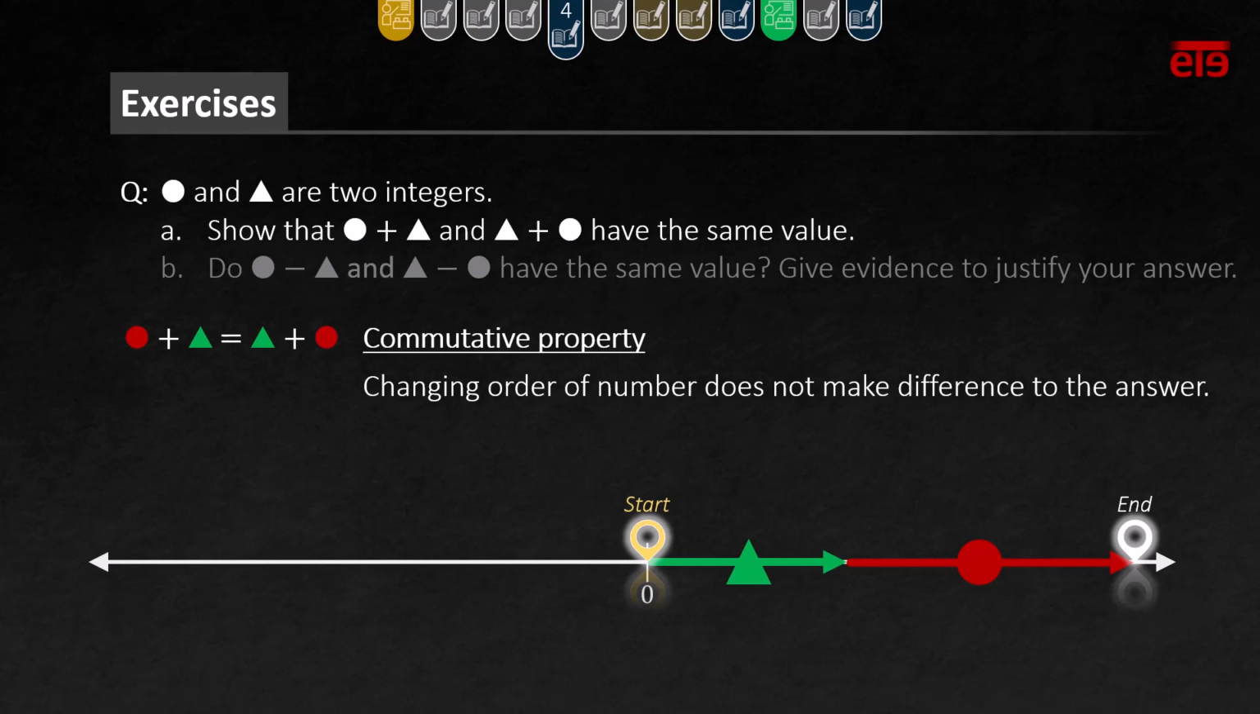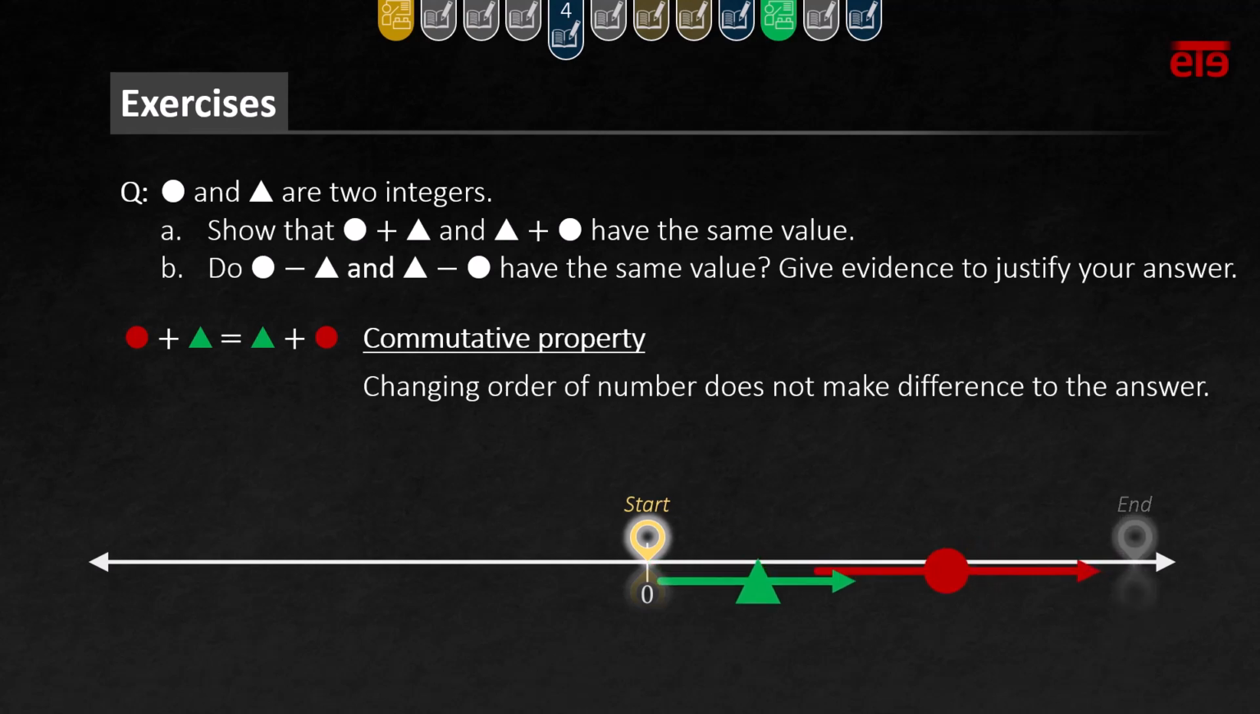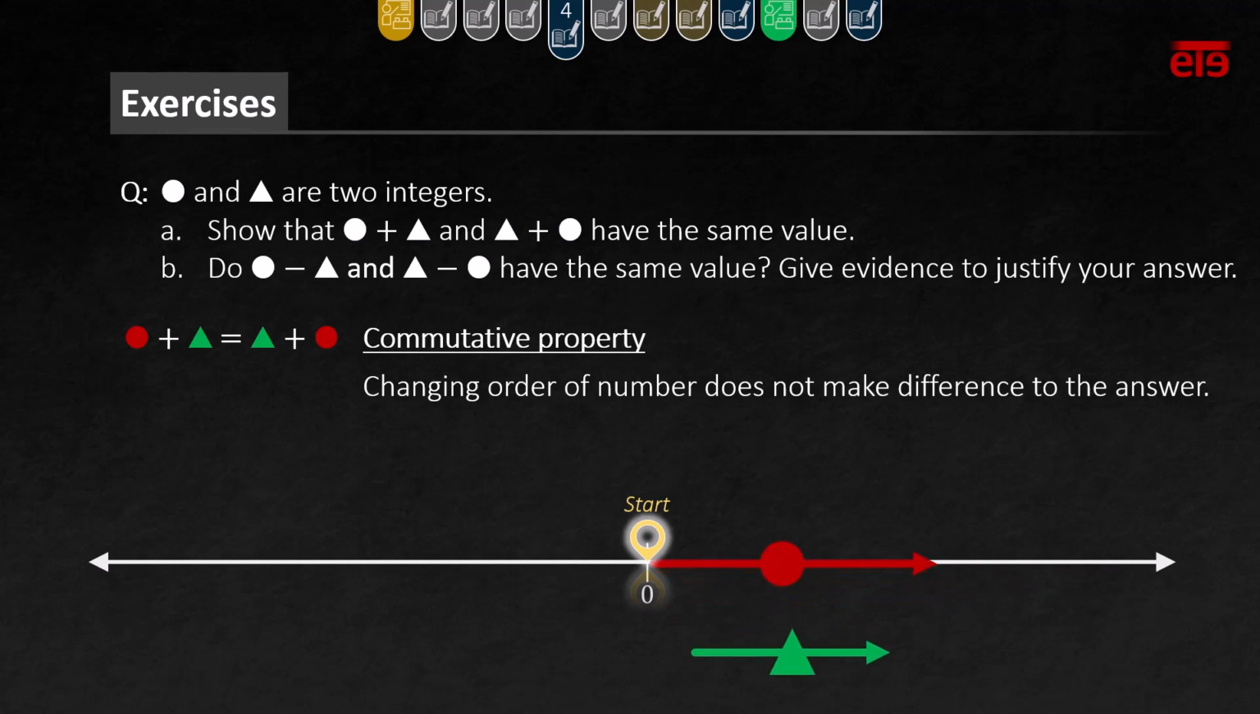The next part of the question is, do cycle minus triangle and triangle minus cycle have the same value? And give evidence to justify your answer. We can use the same method for subtraction. We start by putting the red arrow on the number line. In this case, we are subtracting the triangle, so we change the direction of the green arrow. This is the answer for cycle minus triangle.